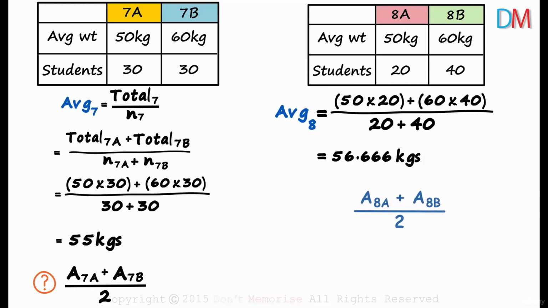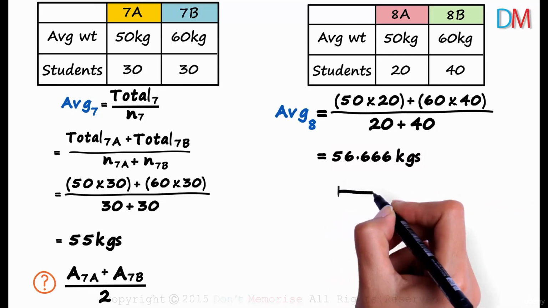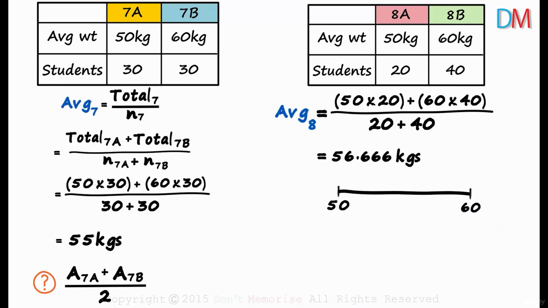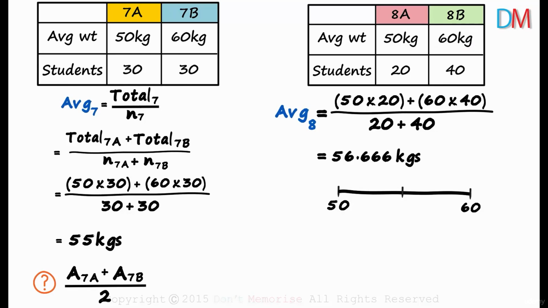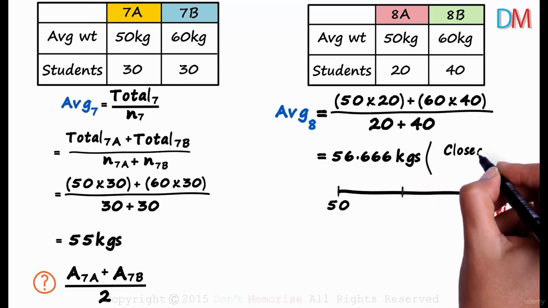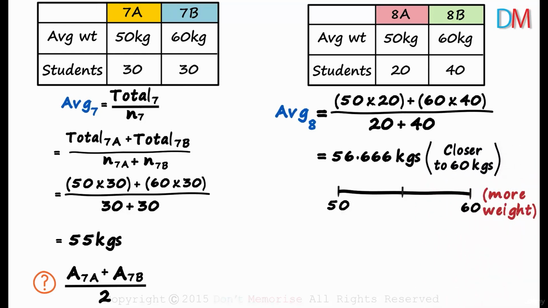But wait, how come the average of averages did not work here? To understand this, let's take the two averages at the two ends of a line segment. These are the two averages in question. And let this be the center point 55. Now observe that there are 40 students in class 8B and just 20 in class 8A. Clearly, this average has more weightage. More number of students implies that this average will have more weightage. And that is why you see that the answer is closer to 60 kilograms and not 50 kilograms. It will be somewhere here. It's getting pulled towards 60 as the number of students is more in 8B.